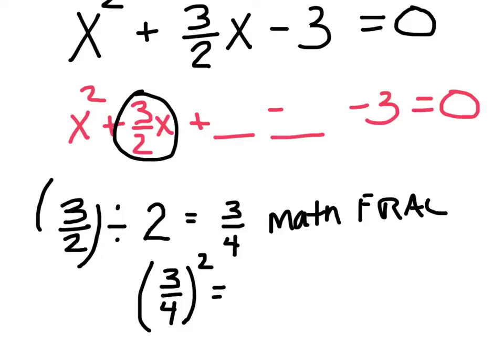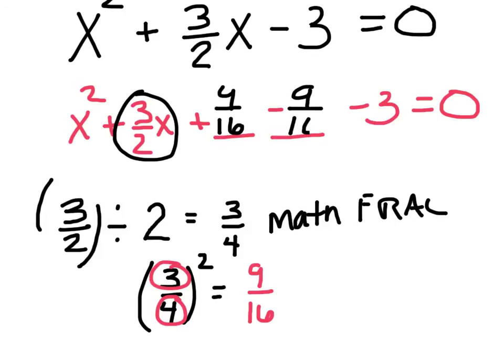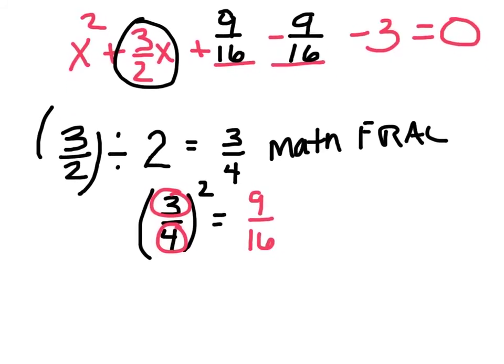Now we all know squaring fractions is easy. You simply square the top and square the bottom. So 3 squared is 9, 4 squared is 16. I need to add 9 over 16 and subtract 9 over 16. Okay, it's not any more difficult, it's just a little uglier. All right, now I have to still rewrite this as something factored.